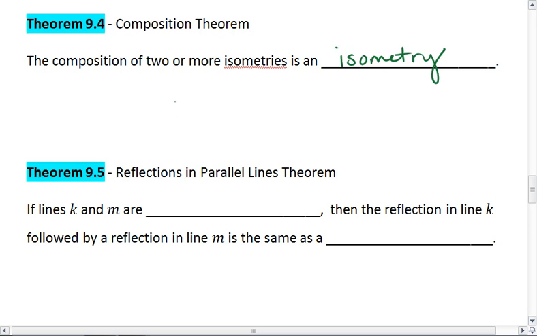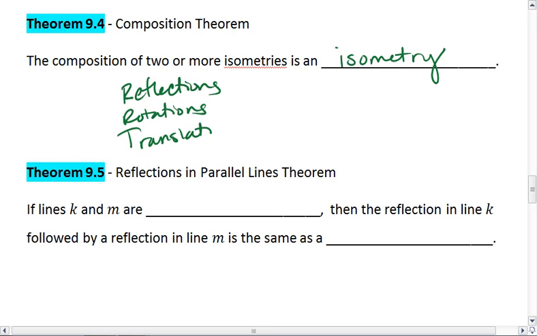So no matter how many times I reflect, rotate, translate, and those are your isometries, reflections, rotations, and translations, I still end up with an isometry.